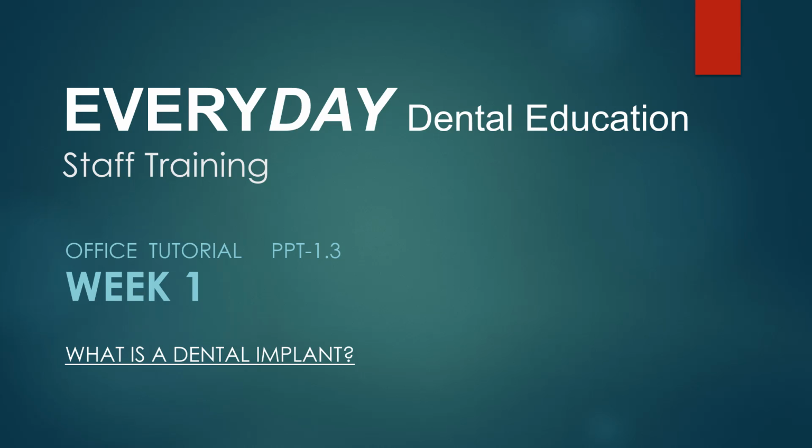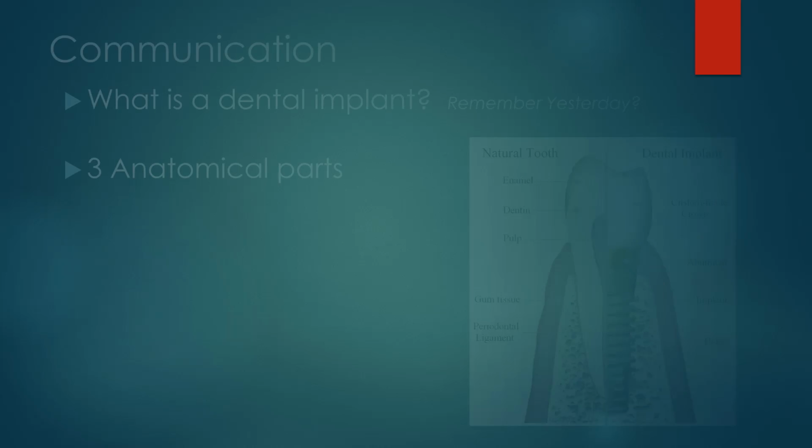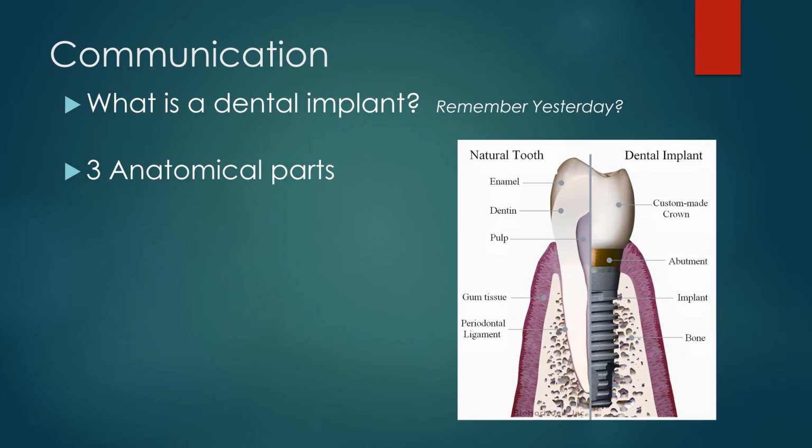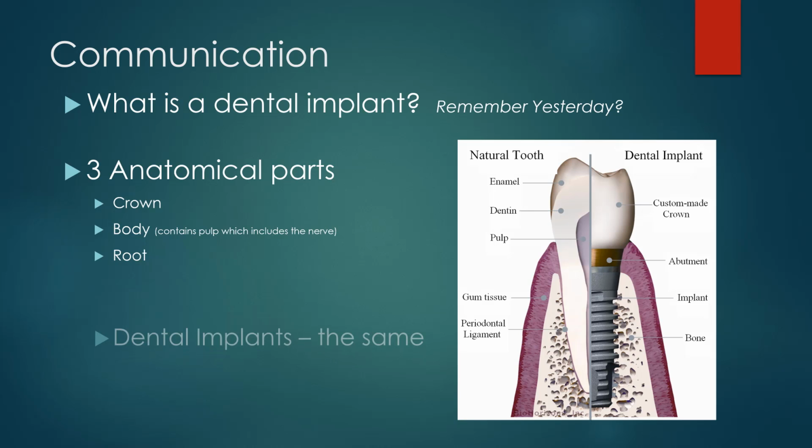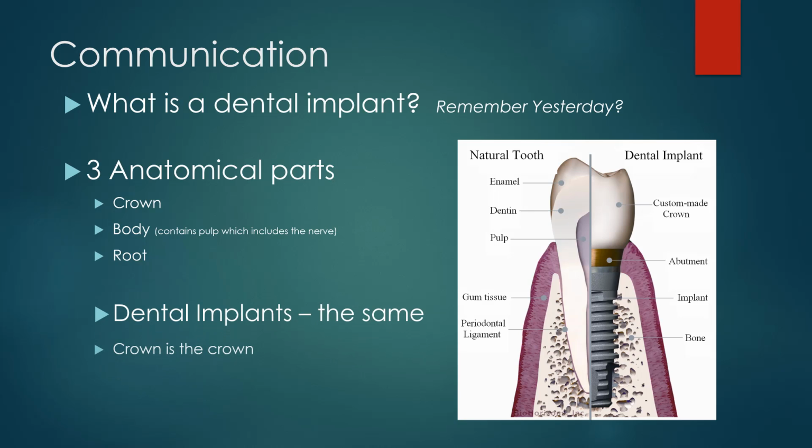So that's why we're going the little extra length here to reinforce what we just talked about in 1.2, which was how to communicate what exactly the dental implant is and the three anatomical parts. This is extremely important to really have down so you don't sit there and second guess what exactly we're talking about. We're talking about the crown, the body, and the root of a normal tooth. And then we talk about dental implants as basically being the same.